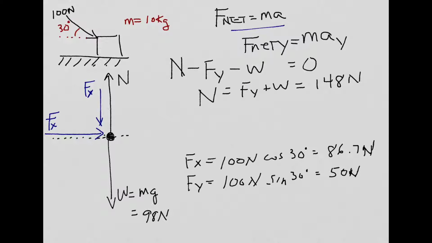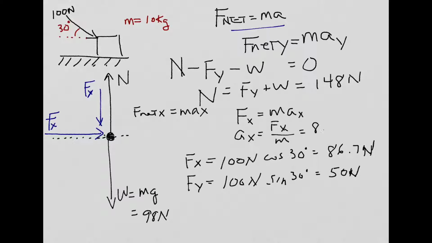So the normal force is more than the weight because the external push on the box has a component that pushes downward. We'll also do F net in the x direction, and in the x direction there is acceleration. So the only force is Fx equals max. We know Fx, which is 86.7 newtons. We know the mass is 10 kilograms, so I can solve ax equals Fx divided by m, which is 8.67 meters per second squared.